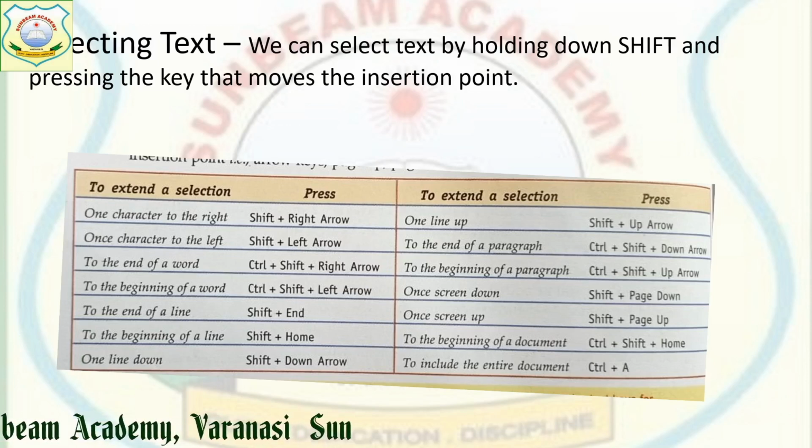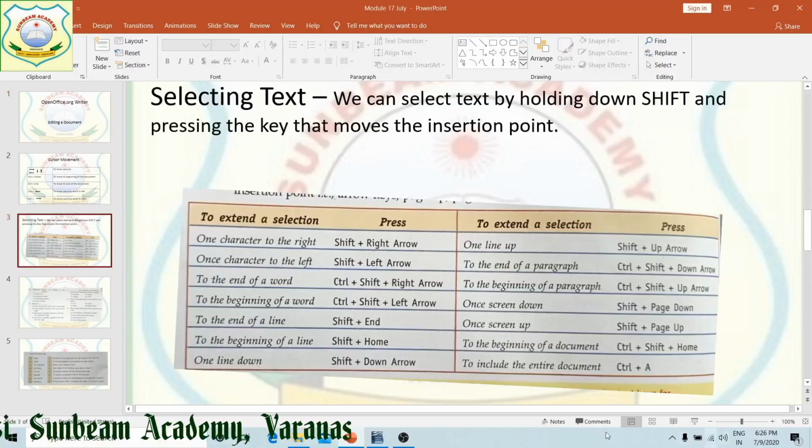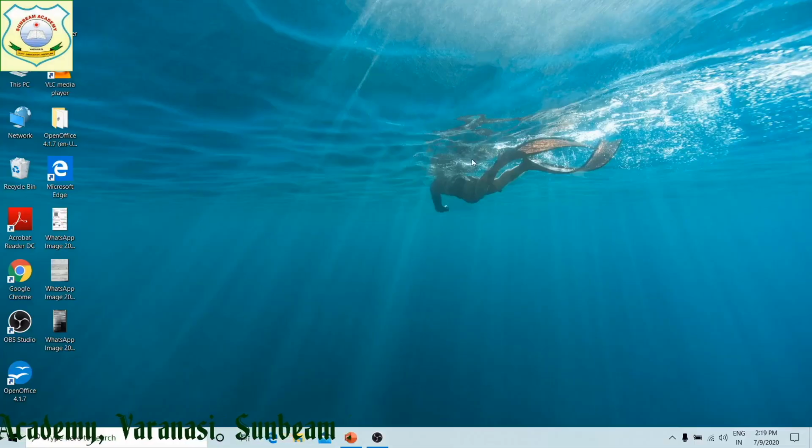If you want to select from wherever your cursor is to the end of the line, then you have to use Shift and End key. If you want to select from the cursor position to the start of the line, then Shift and Home key. Shift and down arrow key will select one line down, and Shift and up arrow key will select one line up. We are going to see practically how we are going to edit a document.